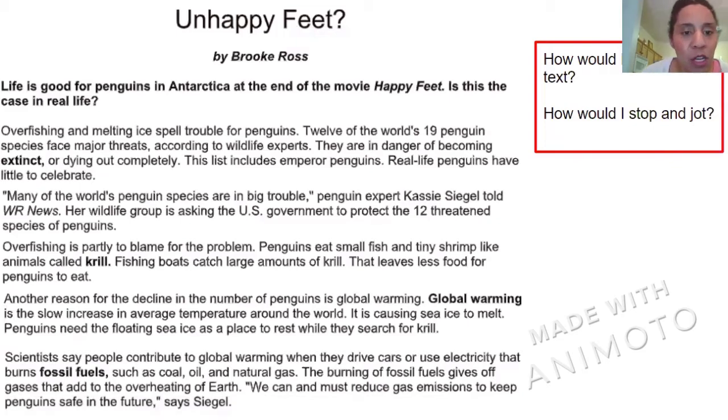Unhappy Feet by Brooke Ross. Life is good for penguins in Antarctica at the end of the movie Happy Feet. Is this the case in real life? Overfishing and melting ice spell trouble for penguins. 12 of the world's 19 penguin species face major threats according to wildlife experts. They are in danger of becoming extinct or dying out completely. This list includes emperor penguins. Real-life penguins have little to celebrate.